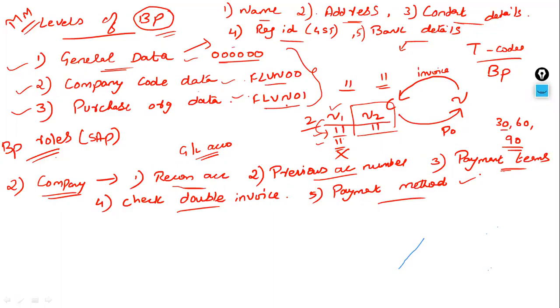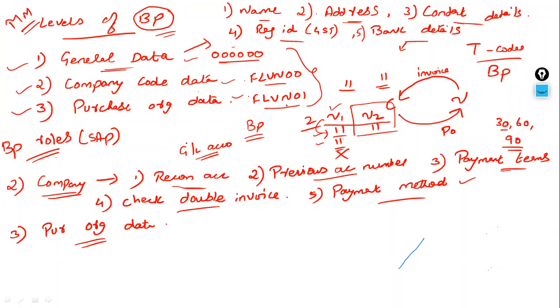Okay, next, coming to the purchase organization data. Now, you have this company code level data and purchase organization level data. Now, you are going to create a vendor in the system, or you're going to create a BP in the system. So if you create it under company code level, the vendor can supply the material for the entire company.